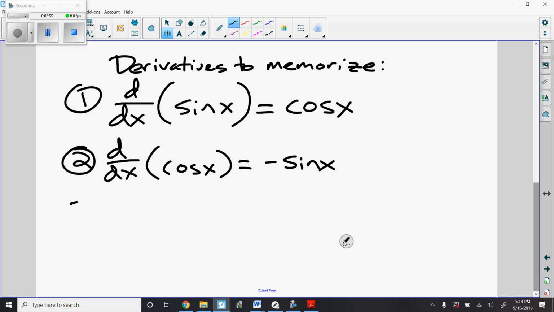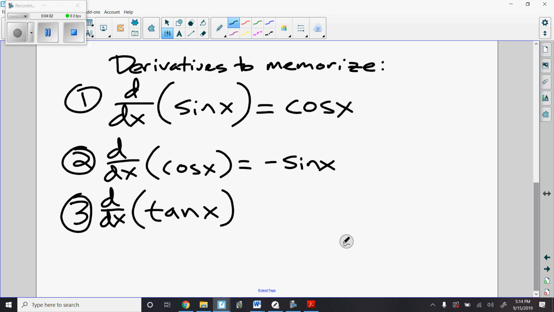The other one that's important to memorize is the derivative of tangent of x. The derivative of tangent of x is secant squared x. As a reminder about secant squared x, that's the same as 1 over cosine squared x. We know from our reciprocal trig that secant x is the same as 1 over cosine x. So secant squared x is the same as 1 over cosine squared x.